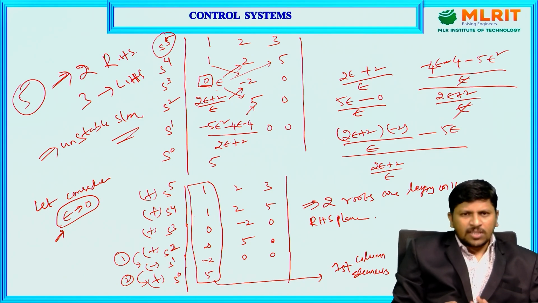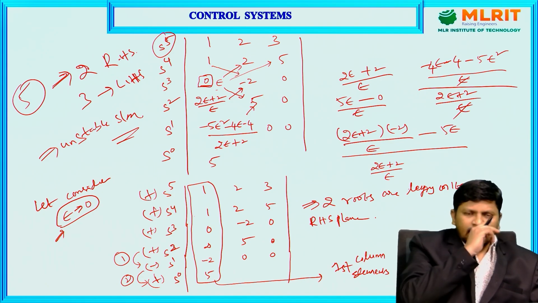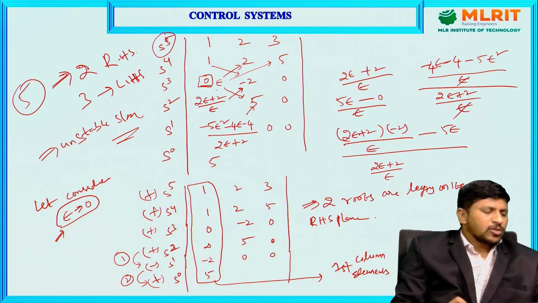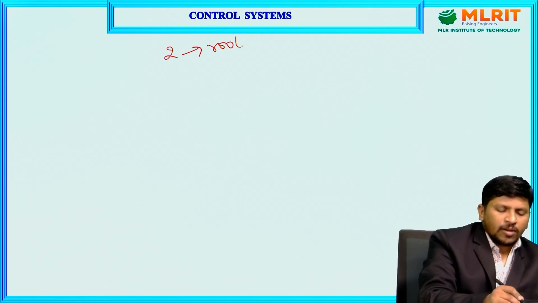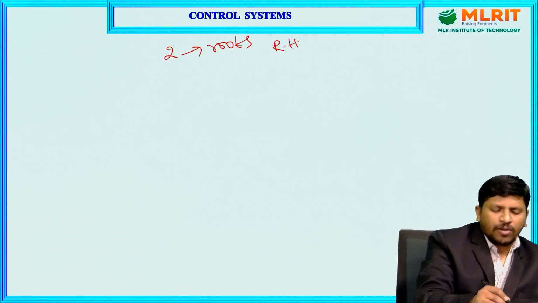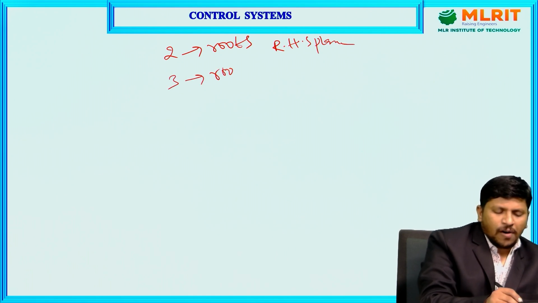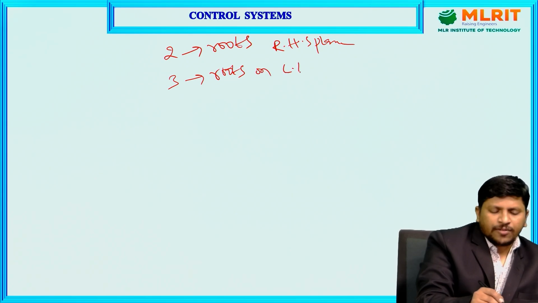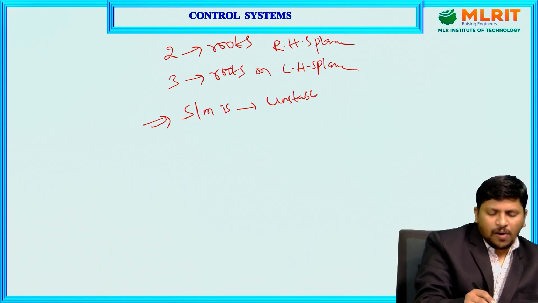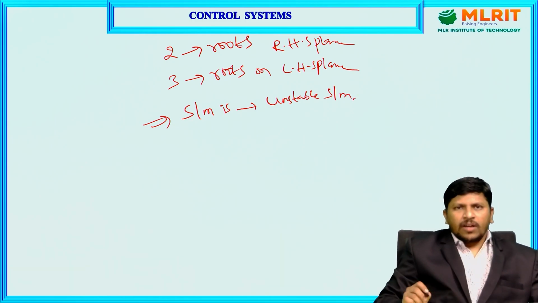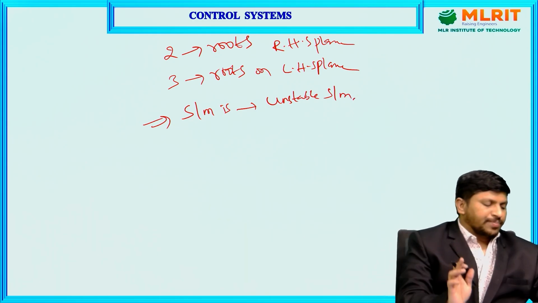See here, how many sign changes are there? Total 2 sign changes. So 2 sign changes are nothing but what? 2 roots on the right half of the S plane and the remaining 3 roots on the left half of the S plane. Then the system is an unstable system.